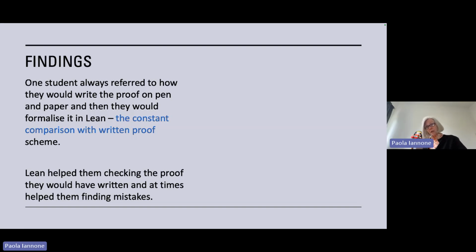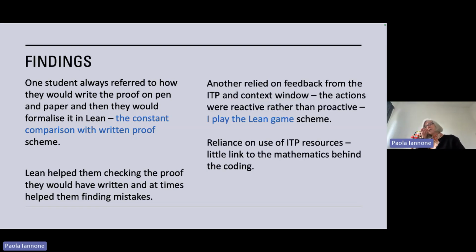So Lean was really helping the student to understand when his pen and paper proofs were correct and when they were not correct, what assumptions were made and were not. On the other hand, the other student was playing a game. So he was really using Lean as if it was a computer game. He was very reliant on the feedback of Lean and on the goal state. And he went back and forth between the programming and the goal state all the time until the goal state was correct. And we called this the I play the Lean game scheme.